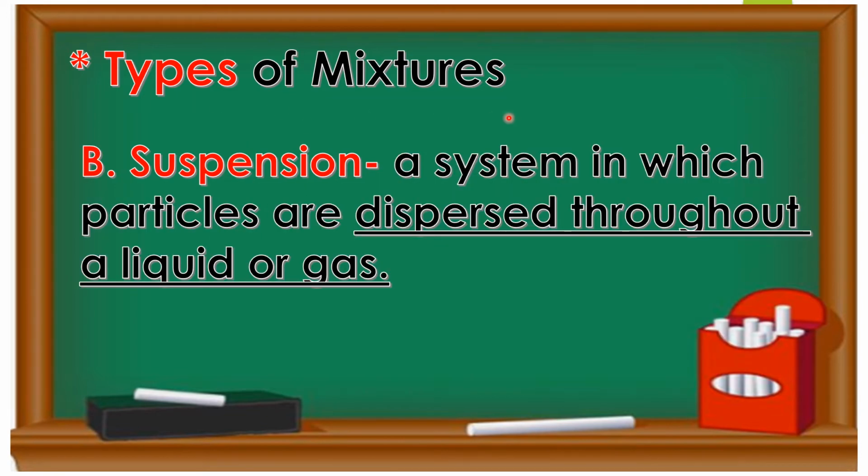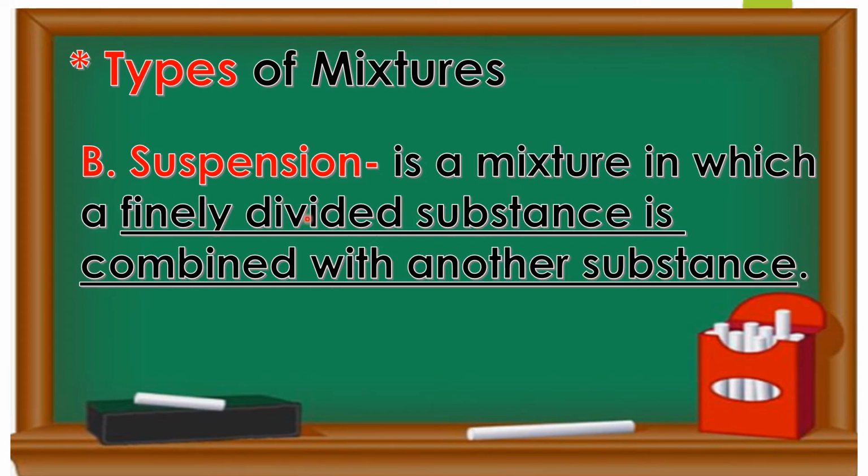The second type of mixture is what you call your suspension. Your suspension is a system in which particles are dispersed throughout a liquid or a gas. Another meaning of suspension is a mixture in which a finely divided substance is combined with another substance.